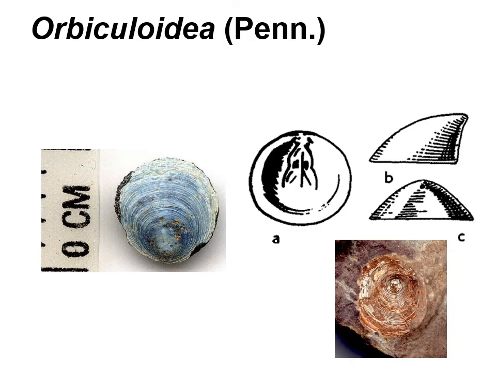There's a lesser known inarticulate known as the Orbiculoideas, and these are exclusive to the Pennsylvanian. They only have one shell. They only have one valve. Again, it's phosphatic, and they're very, very small. And they have kind of a little cap or slightly curved cone shape to their valves.